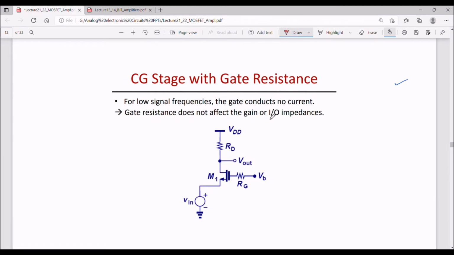Now one can also put a gate resistor, RG, on the gate side, and find out its impact on gain and input output impedance. And you will find that the inclusion of this resistance RG has no effect on the gain or input output impedance, because the gate is not conducting any current. So IG is 0, so there is no effect of this resistance at the gate on gain or input or output impedance.